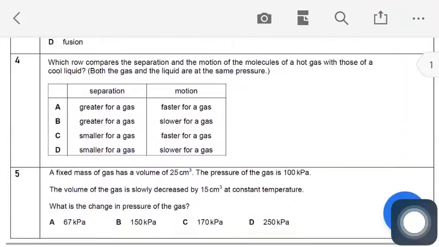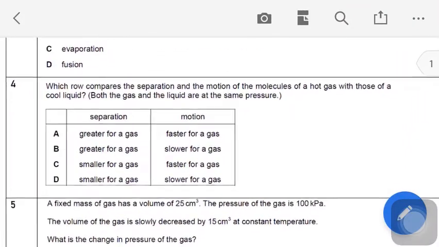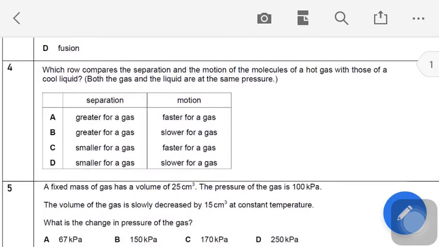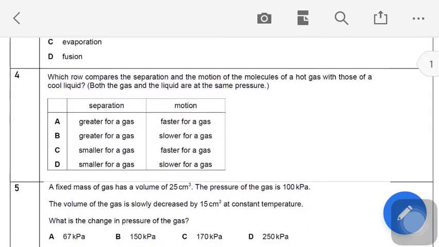Then the fourth question, which row? Okay, read it if you haven't read it. So we are comparing a hot gas and a cool liquid. The pressure is the same. So obviously the separation will be greater in a gas, and the gas molecules move faster. So the answer is A.